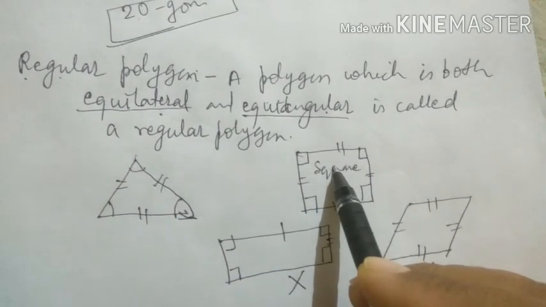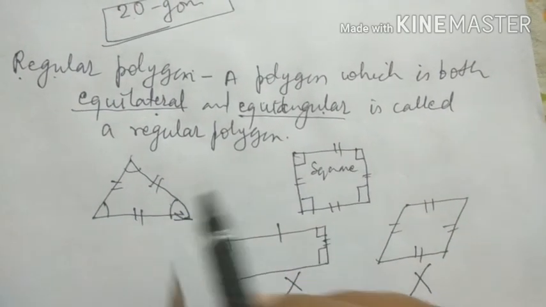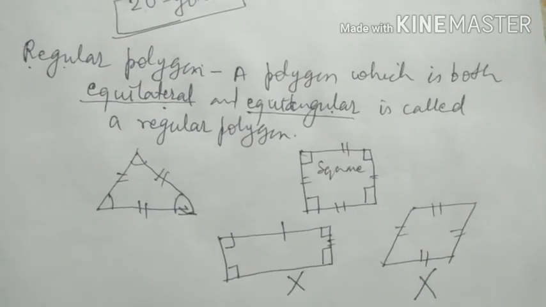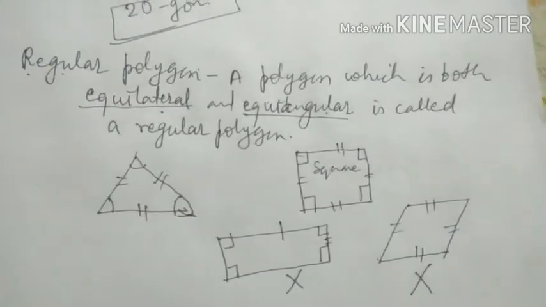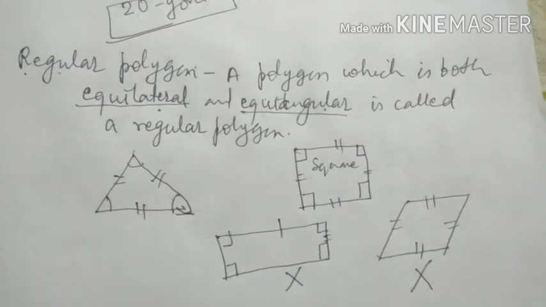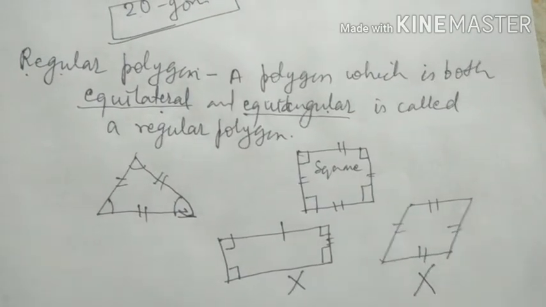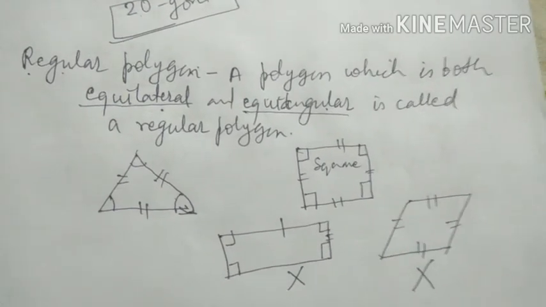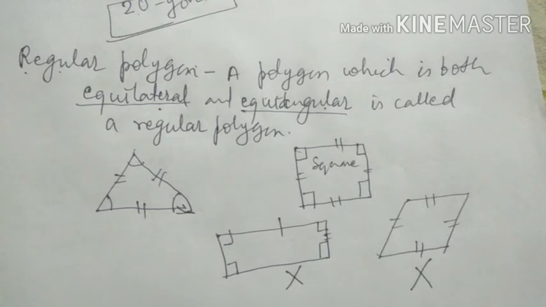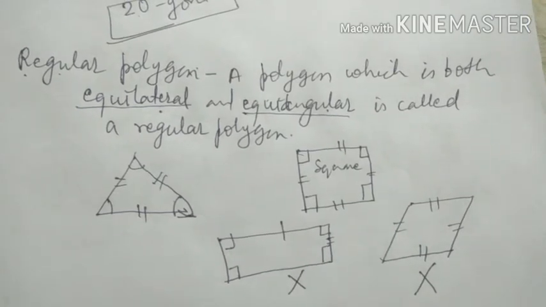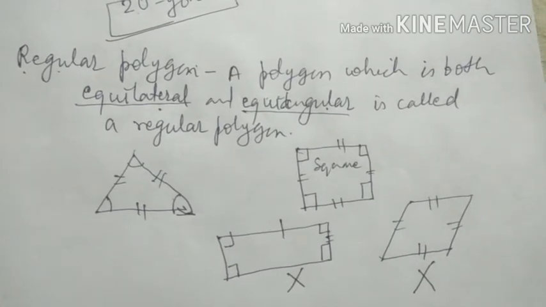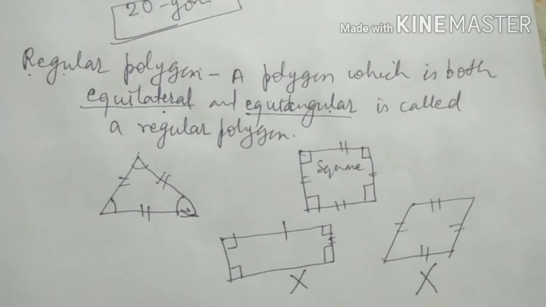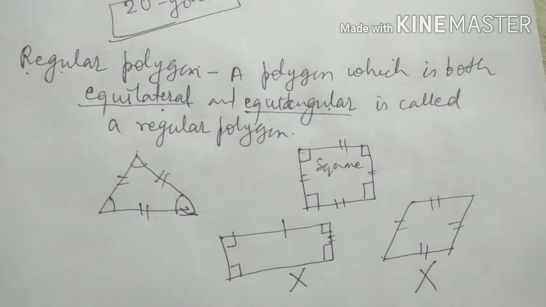Now what is a regular pentagon? A pentagon whose all sides and all angles are equal is called a regular pentagon. A regular hexagon means a hexagon whose all six sides are equal in length and all six angles are equal in measure. What is a regular heptagon? A heptagon whose all seven sides are equal and each angle is equal in measure. Okay, and so on.